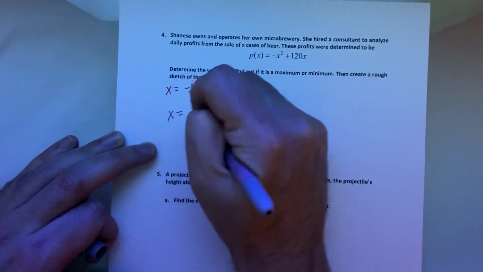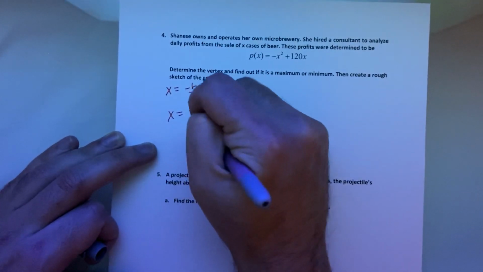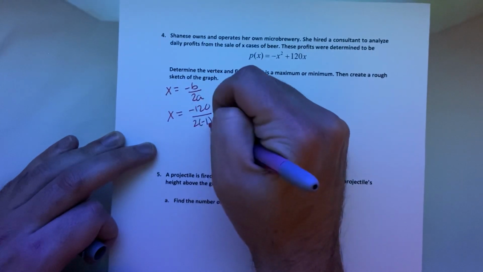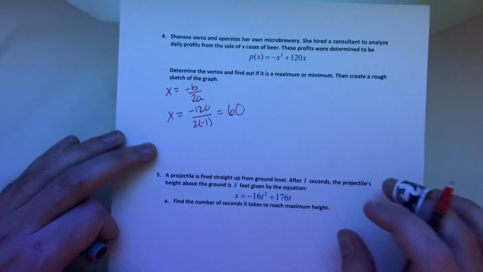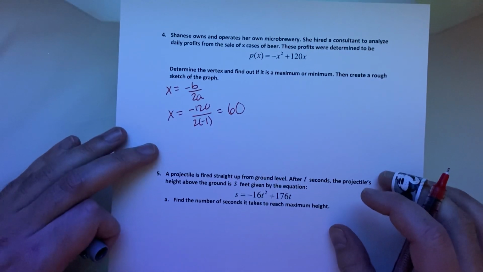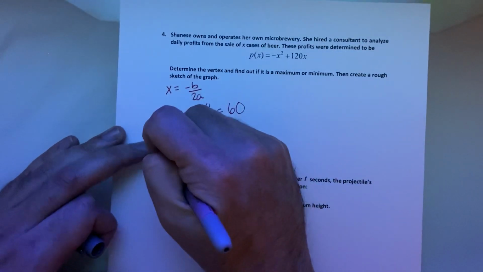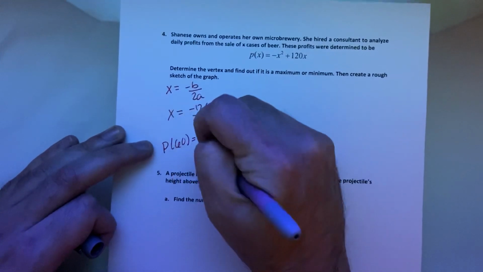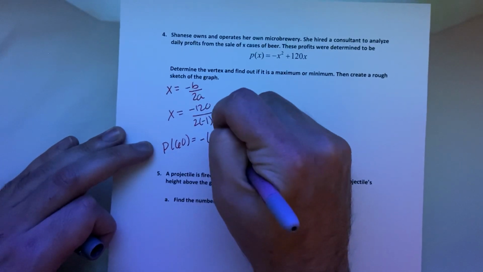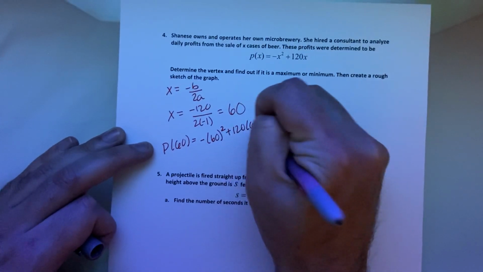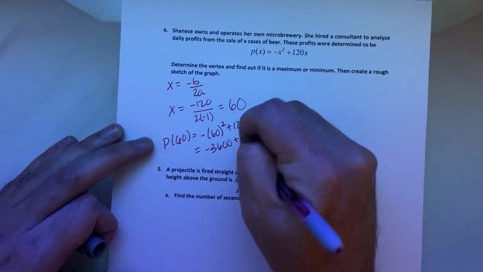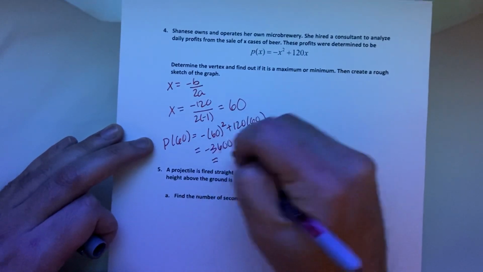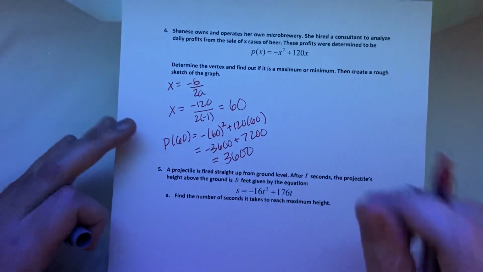Okay, again, the vertex is at negative b over 2a. In this case, that's negative 120 over 2 times negative 1. So negative divided by negative is positive. 120 over 2 is 60. Okay, so 60 is the x value. Let's plug in 60. P of 60 equals negative 60 squared plus 120 times 60. This is negative 3,600 plus 7,200, which is positive 3,600.